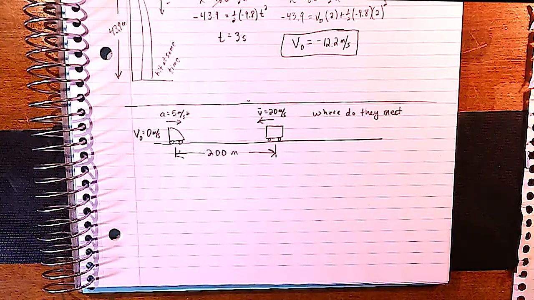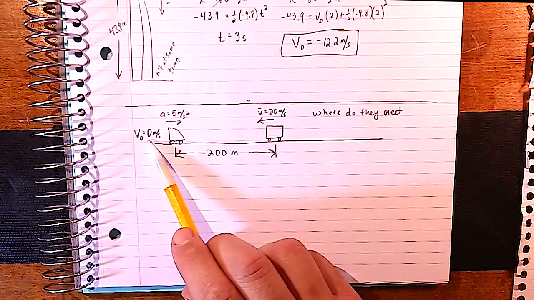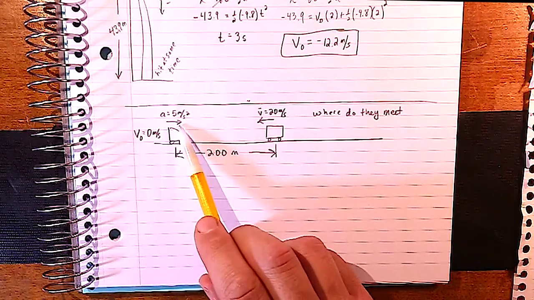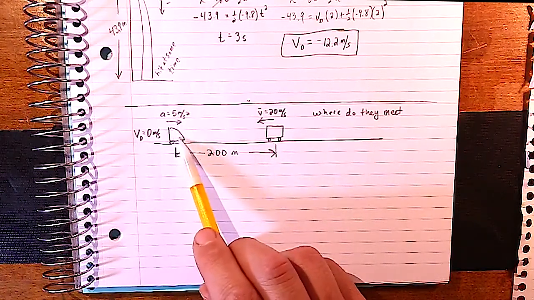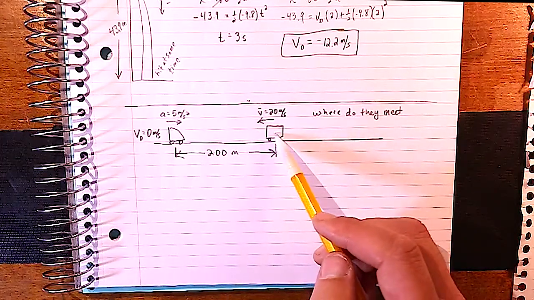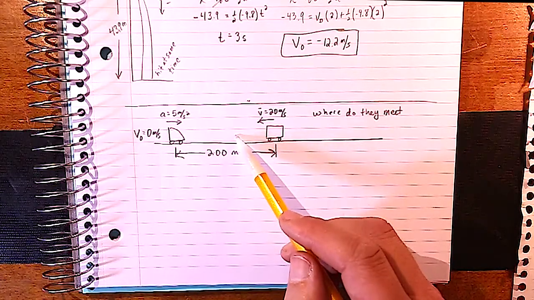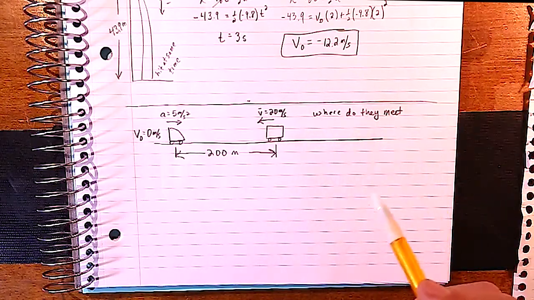So this question, I'm going to show you how to do it with a trick. The question has a car that's starting from rest and accelerating at 5 meters per second squared. So it's speeding up, speeding up, speeding up, speeding up. And at the same time, there's another car that's traveling at a constant velocity of 20 meters per second. And the question is, where do they meet?